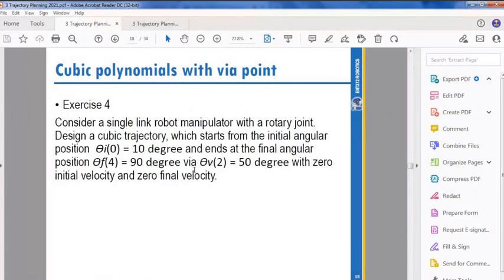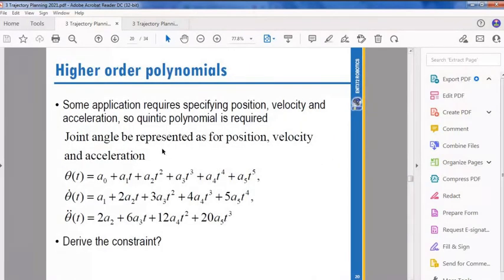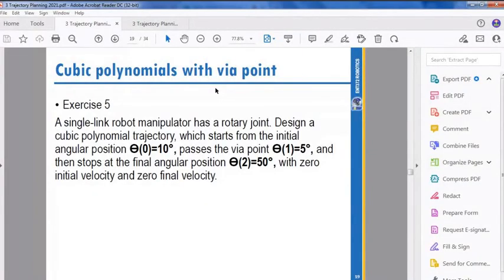This example equation question. So you can see this higher order polynomial is not in the examination. So I focus on cubic polynomial with via point only. See this? Starting initial 10 degree and then pass the via point at time 1 second, equal to 5 degree, and then stop at the final angular position 50 degree. So 0 second, 1 second, 2 second. That means time 2 second.